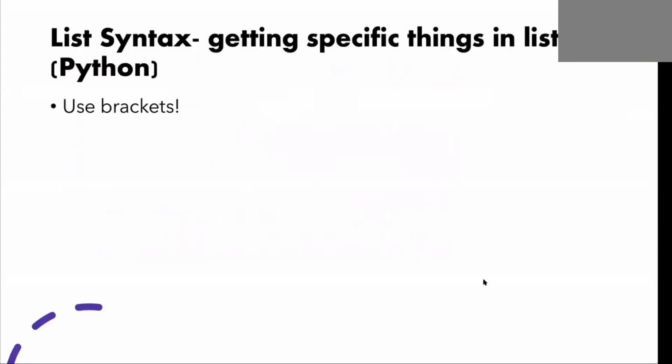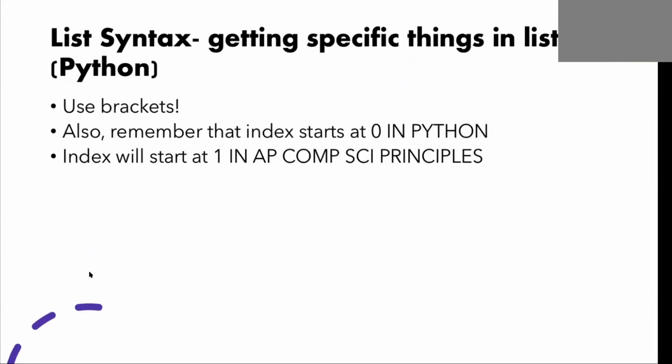So if you want to access a specific thing in a list, you want to use brackets, just like strings, it's exactly the same thing. You use brackets to indicate what exactly you want access to. Also, I hope you guys keep in mind that the index starts at 0. Index starts at 0 in Python and every other language, but the index will start at 1 in the AP Computer Science Principles exam. So for now, we'll only focus on the one where the index is 0, but later on we can make that transition.